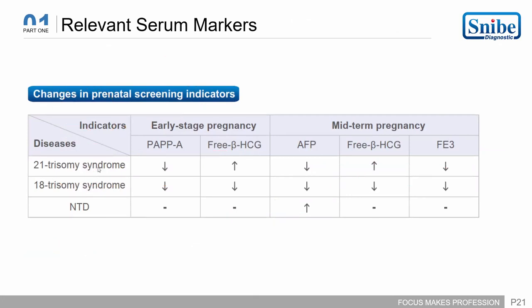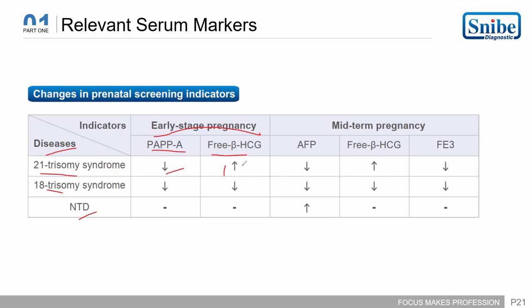Okay, so what are the changes in the prenatal screening indicators? If we talk about the assays in the early stage of pregnancy and in the midterm, we can see the conditions of trisomy, Down syndrome, Edwards syndrome, and neural tube disease. Their early stage non-invasive markers are PAPP-A and free beta HCG. In trisomy 21, that is Down syndrome, PAPP-A is decreased and free beta HCG is increased.